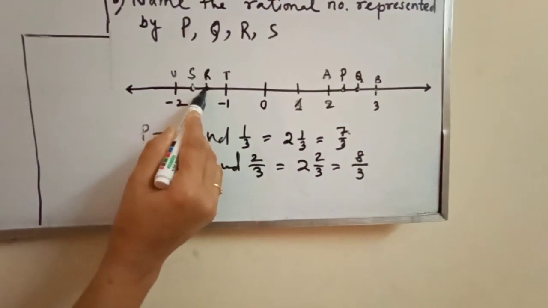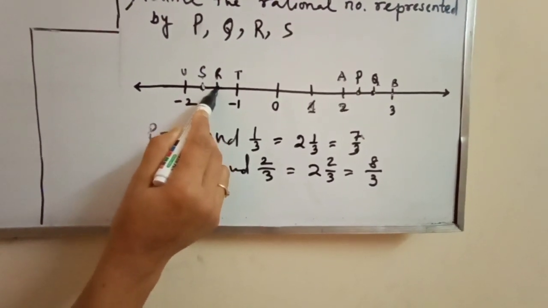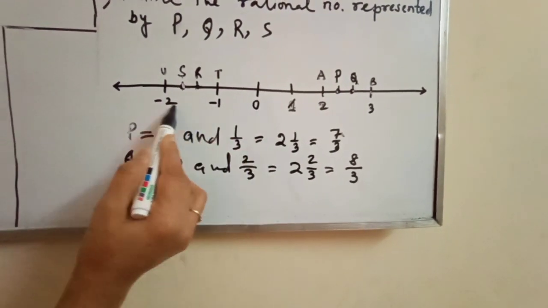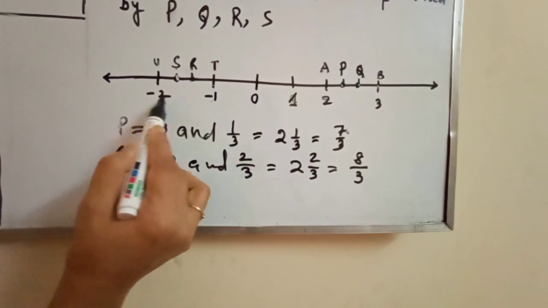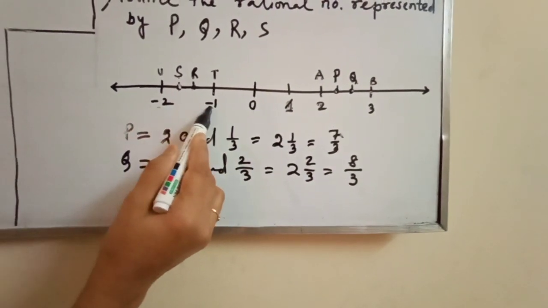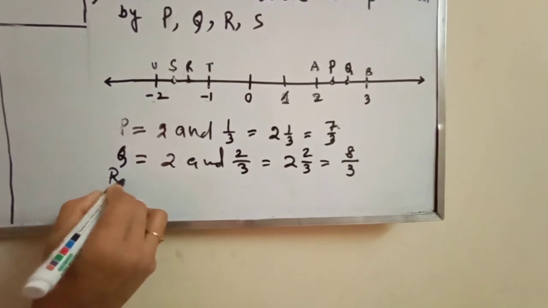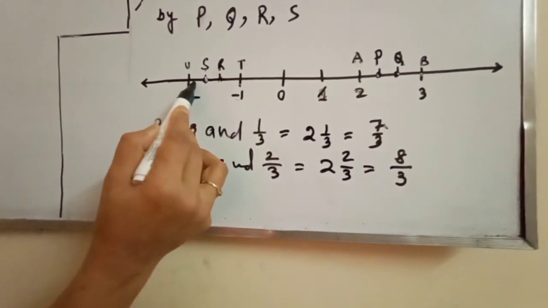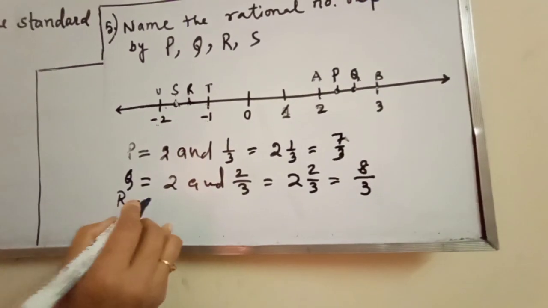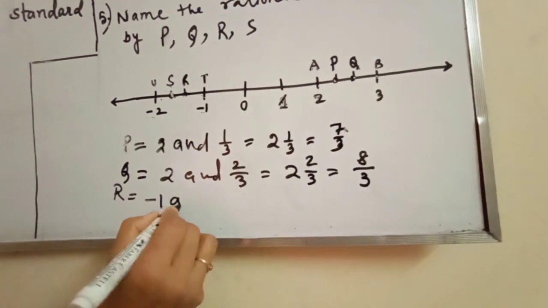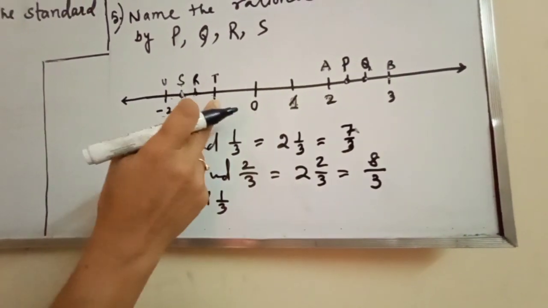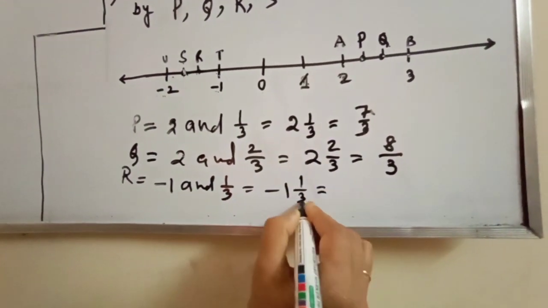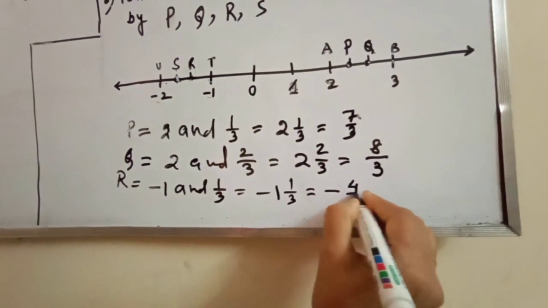Now come to this part. This part is R and this is S. To find which rational number is represented by R, we have to check the number line again. It is between -1 and -2. After -1, you see there are 3 equal parts, so each part is 1/3. R is representing -1 and 1/3. After -1, 1/3 part extra. So it is -1 1 by 3, that is 3 times 1 is 3 plus 1, -4 by 3.